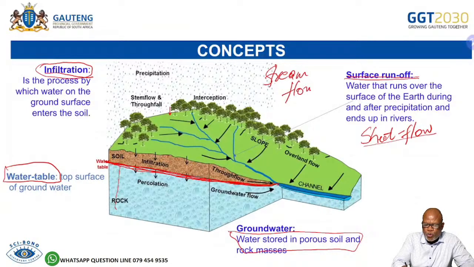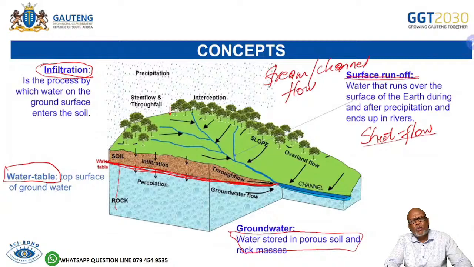We call it stream flow, or the streams are also called channels. So we can also call it a channel flow. That is when water is flowing in a stream, but it is still surface runoff. It is still what we call direct runoff. So surface runoff can take place in two ways.